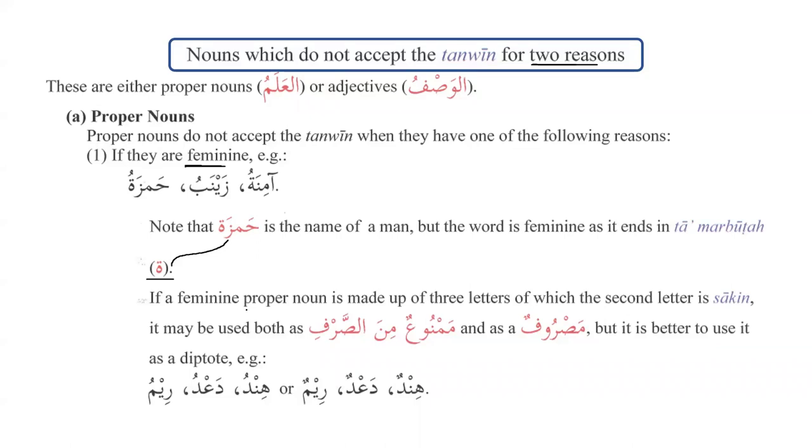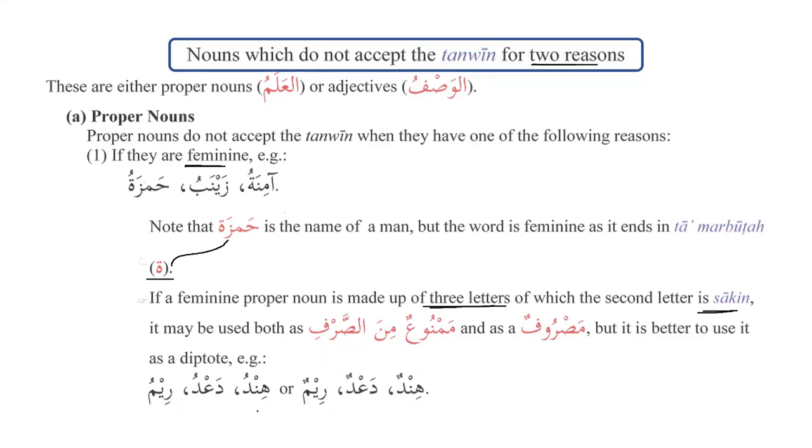If a feminine proper noun is made up of three letters, something very, very important: if it is made of three letters, of which the second letter is sakin, or we can say the middle letter is sakin, then it can be used both ways. It can be used as mamnu min as-sarf, and also it can be used masruf. For example, Hindu, Da'du, and Rimu. Don't worry about the meaning. These are the names of persons, feminine Arabic names.